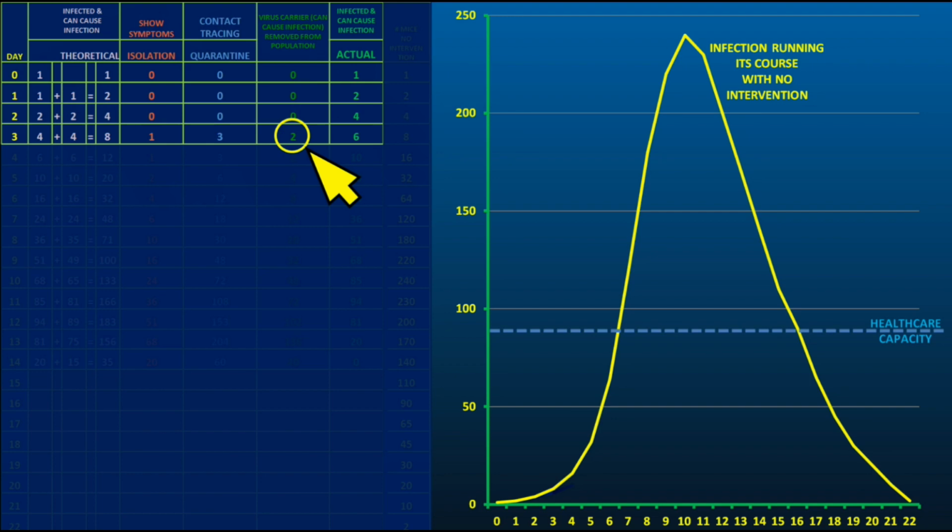And therefore, out of the possible 8 mice that can go on to the next day to continue spreading the infection, 2 have been removed from the population, and now we have in actuality only 6 infected mice to go on to the next day.